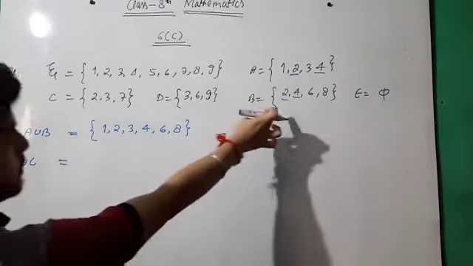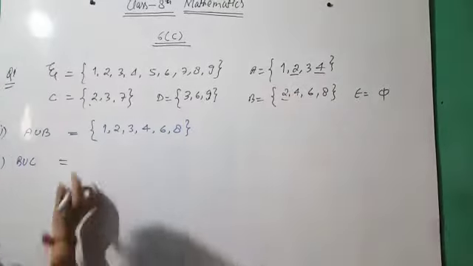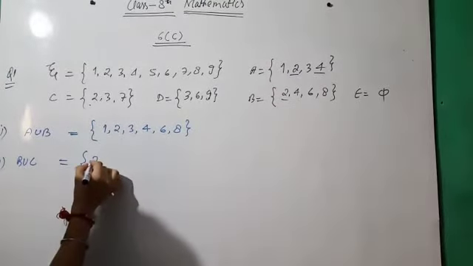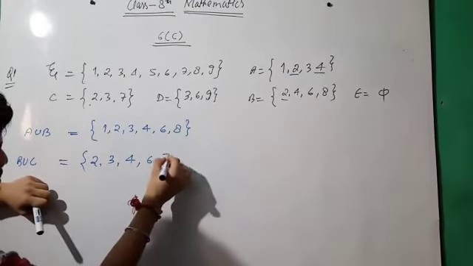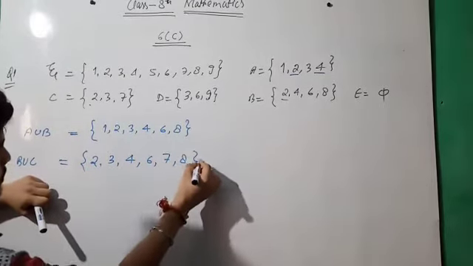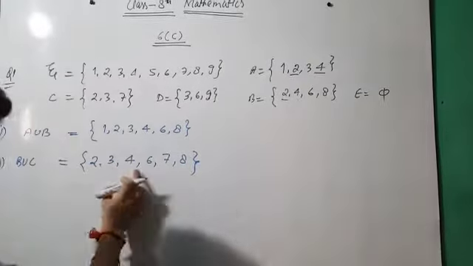B is 2 4 6 8. 2 is repeated, so we have to write it only once. Okay, 3 4 6 7 8. Total number of elements: 1 2 3 4 5 6.